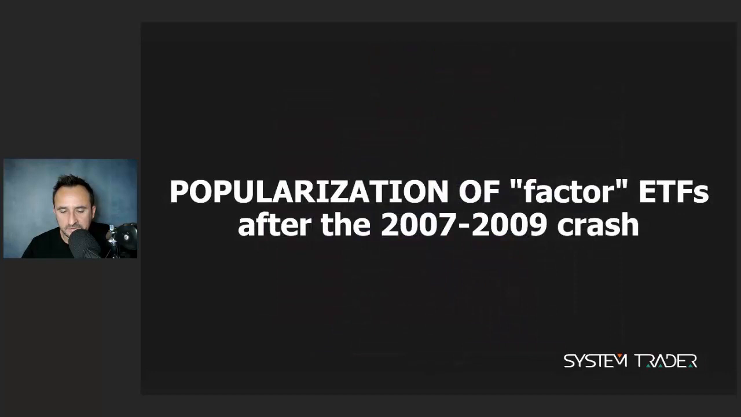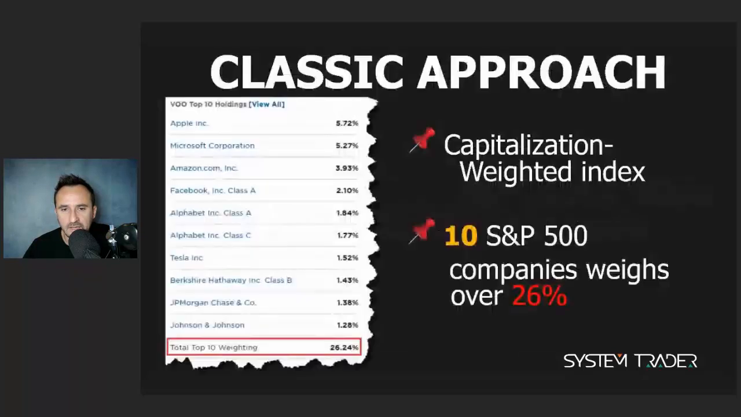And the popularization of factor ETFs happened after the crash of the market, 2007 to 2009. And the reason for that was simple. No one wants to be an average investor. If someone was just investing in the index fund or an ETF following some simple index, then we had the average of the market, and the returns were also average. And obviously, after 2007 to 2009, these returns were very poor because the market crashed.